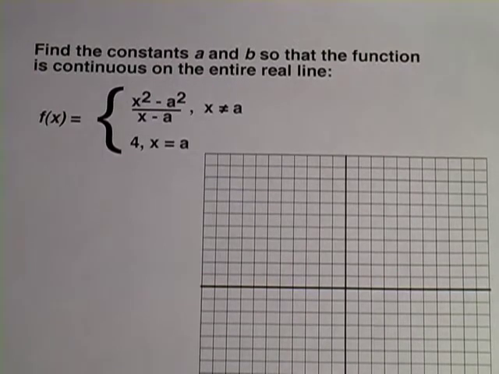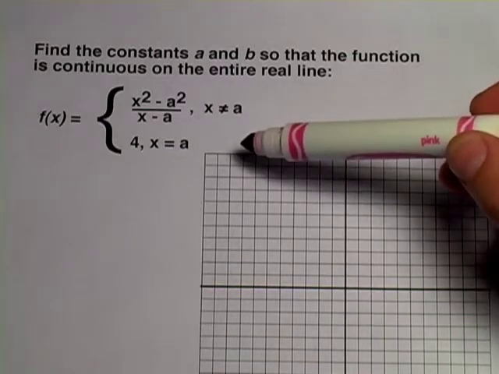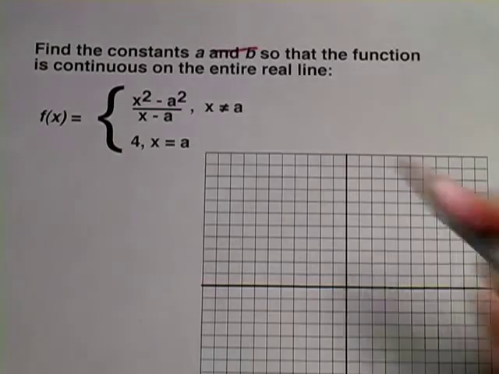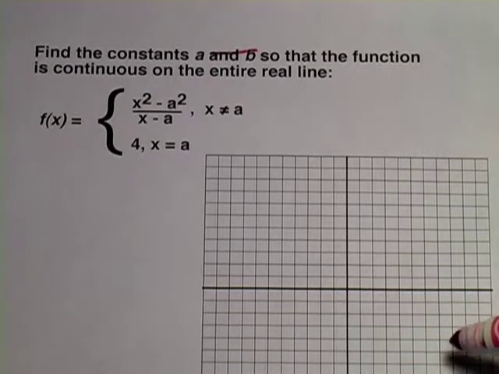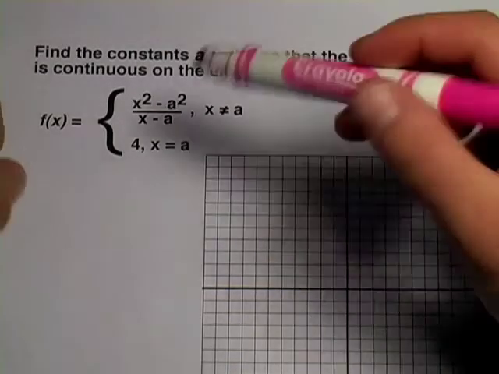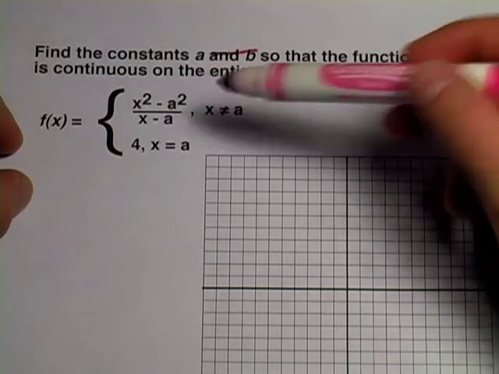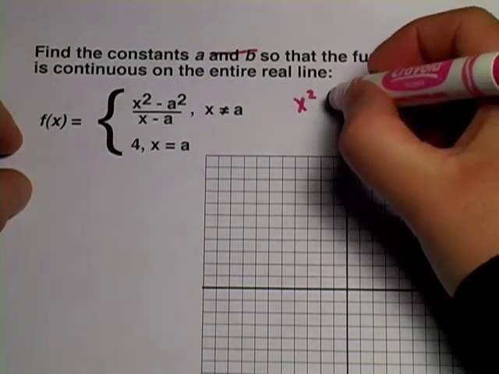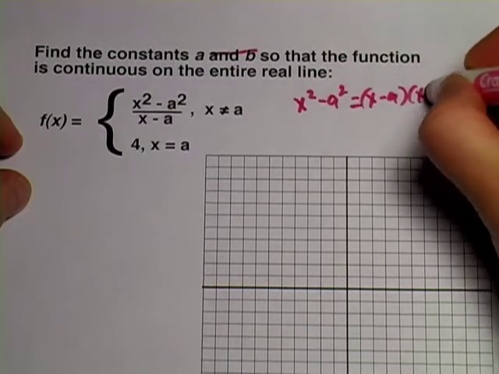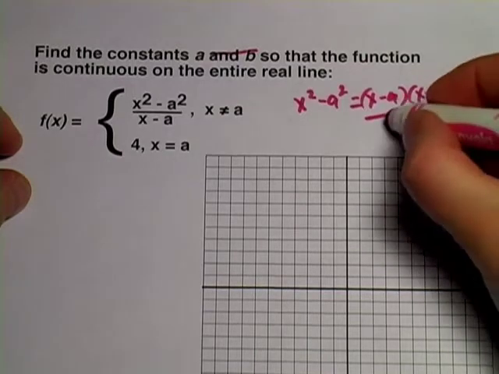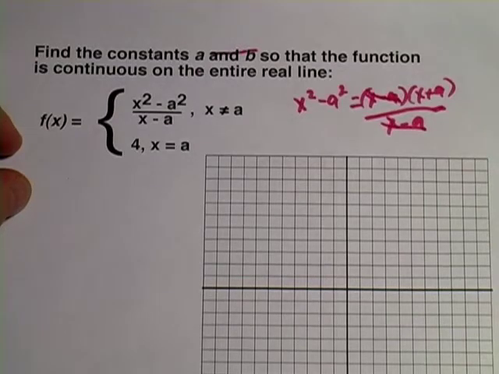And this problem is fairly similar to the last one. We're given a piecewise function here, and we want to find a so that the function is continuous on the entire real line. So in this case, there's a little trick to do with algebra first. This x squared minus a squared over x minus a looks a little bit complicated, but you should notice that the top is a difference of squares. So x squared minus a squared equals x minus a times x plus a. Now that is all over x minus a, so the x minus a's can cancel, and you really get f of x equals x plus a.